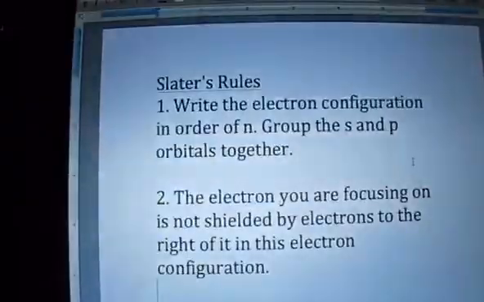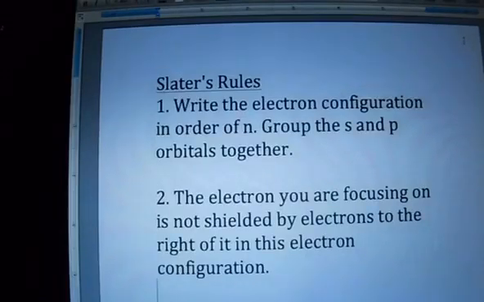Now, Slater's rules are a way to find S, and S is a shielding constant telling you how shielded it is. It kind of gives you an idea of how many electrons are in front of it, how much is being pushed away. So, with the first rule being writing down the electron configuration, now we have to group the s and p orbitals together. That's part of the first rule of Slater's rules.